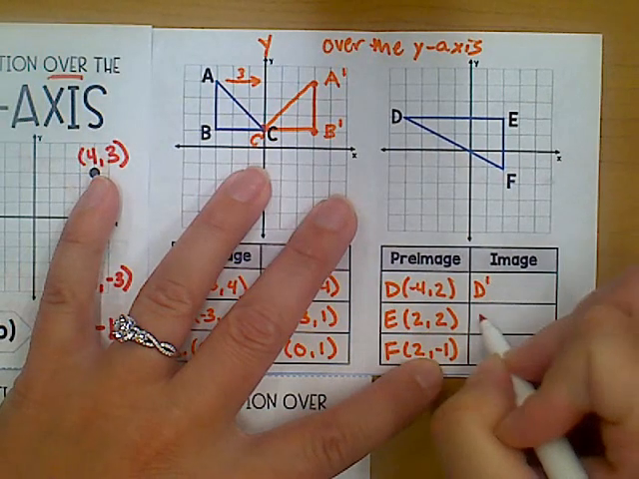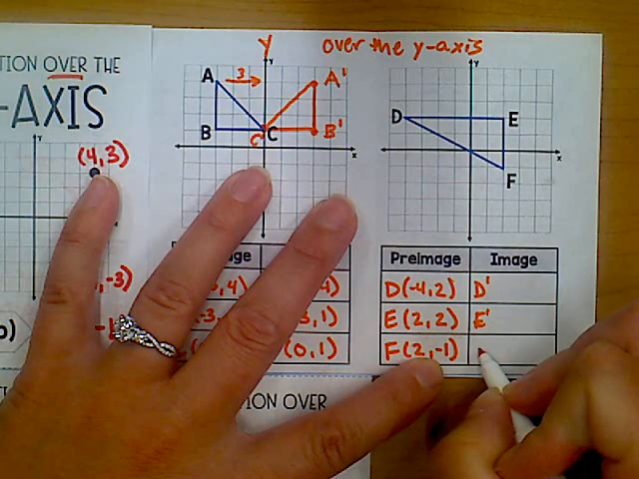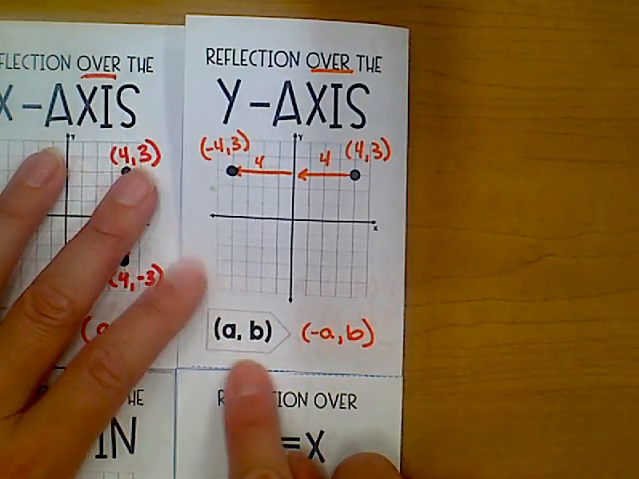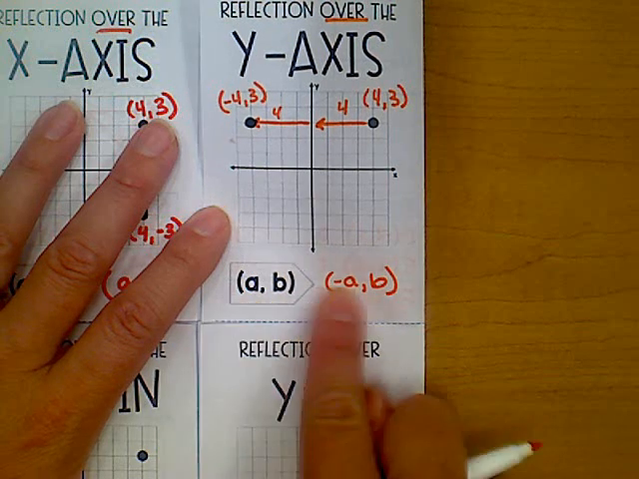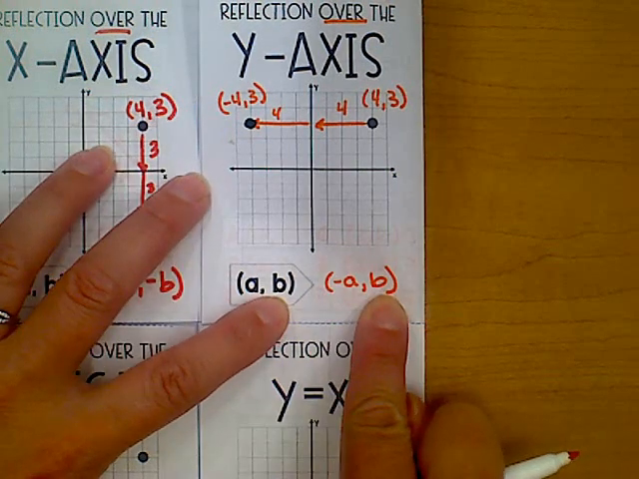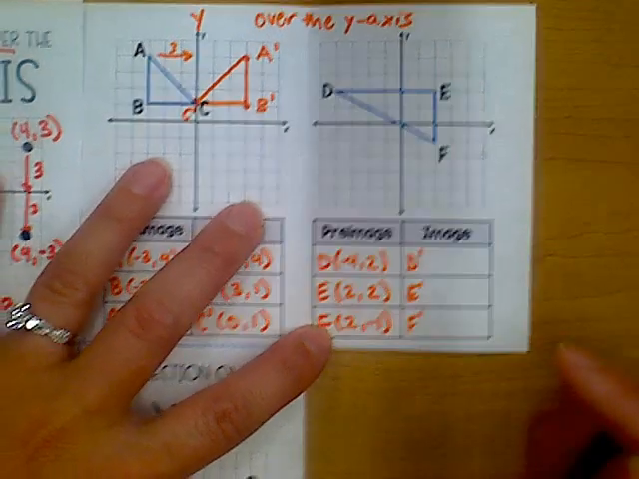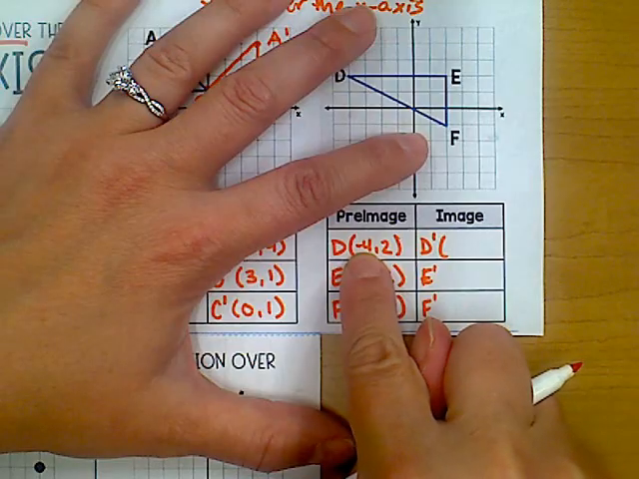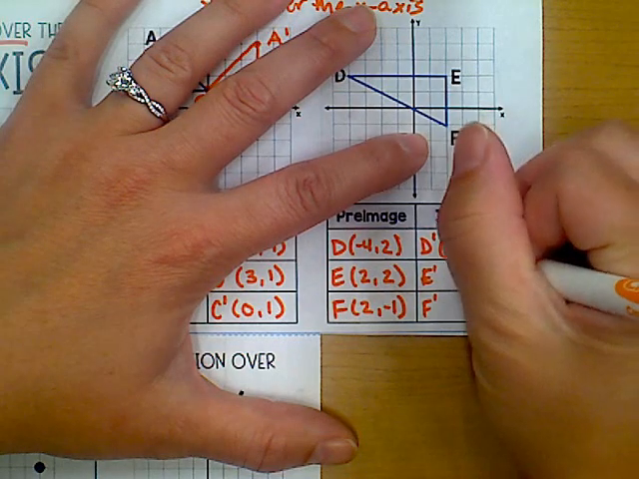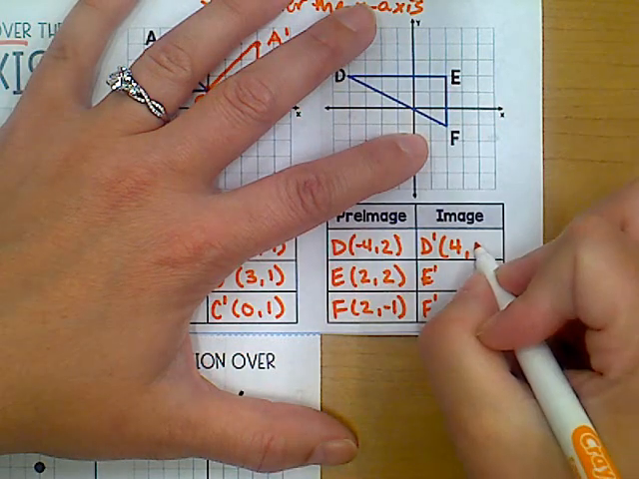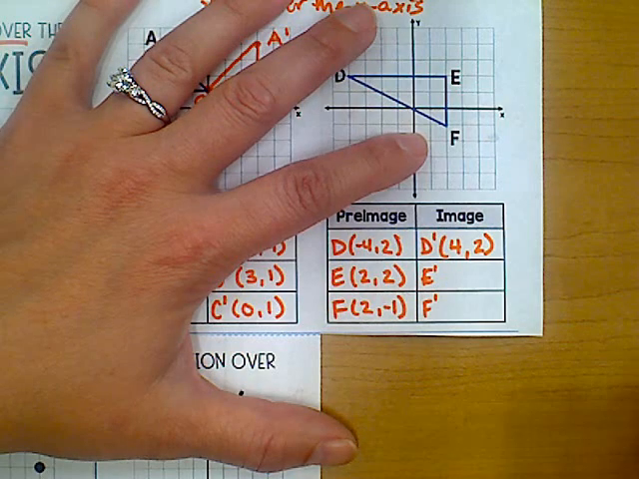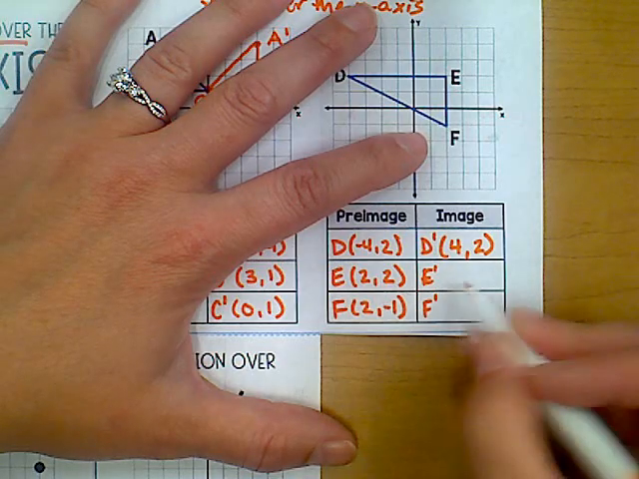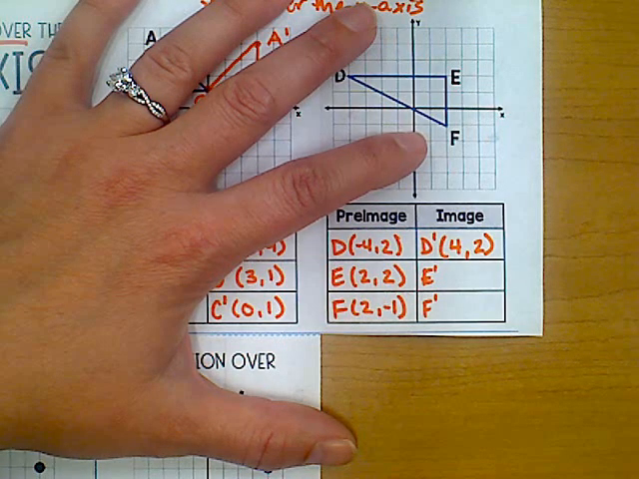So when it comes to finding our image coordinates, D prime, E prime, and F prime, we are going to apply the rule that we need to find the opposite of our x-coordinate, and we're going to leave our y-coordinate the same. So for D to D prime, the opposite of -4 would be 4, and then we're going to keep 2 the same. So I would like you to apply that rule for E prime and F prime. We'll do one at a time, but go ahead, find E prime now.